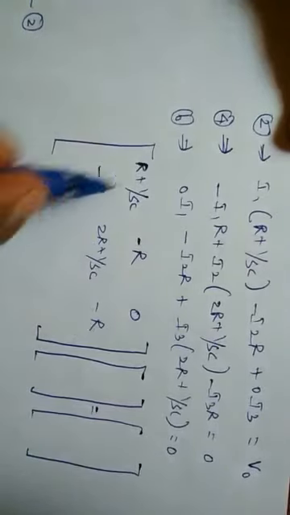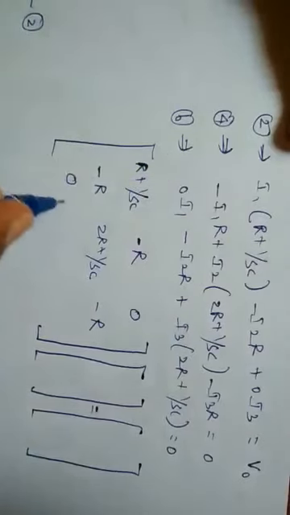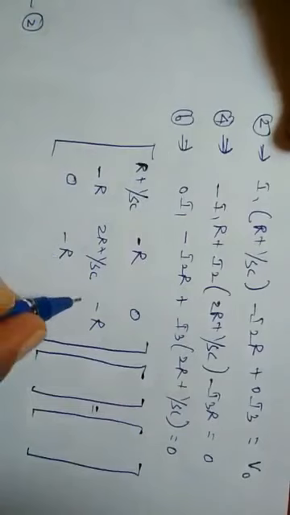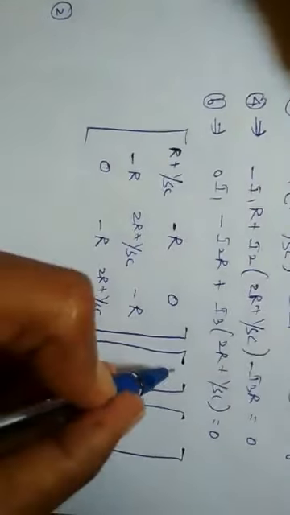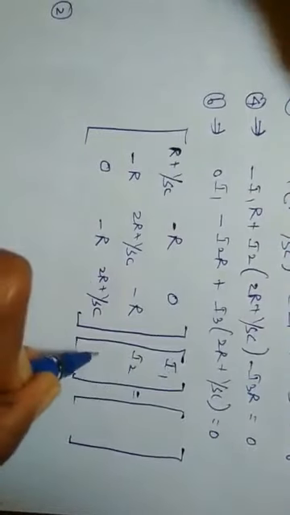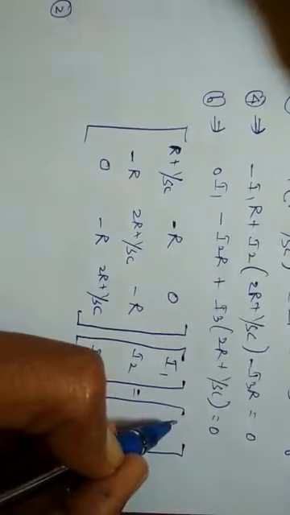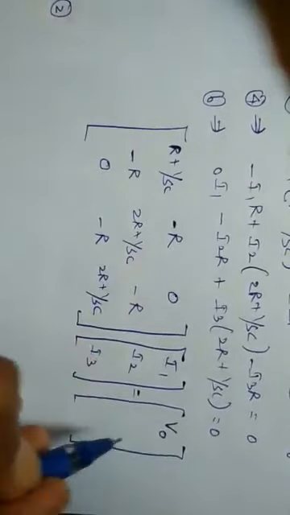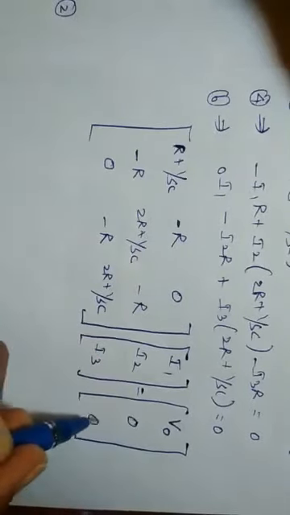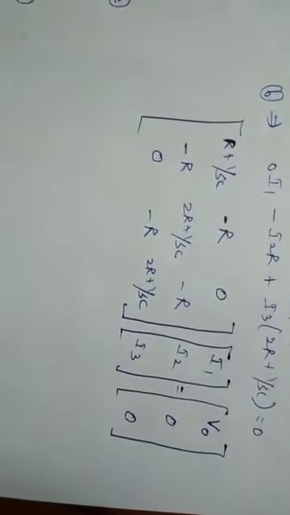And from the equation 6 or the third current equation we have 0 for I1 and minus R for I2 and 2R plus 1 by SC for I3, and here I1, I2 and I3 are marked for all the three equations. And in the right hand side after equal sign we have V out, 0 and 0, the loop potentials, and this is a general matrix.